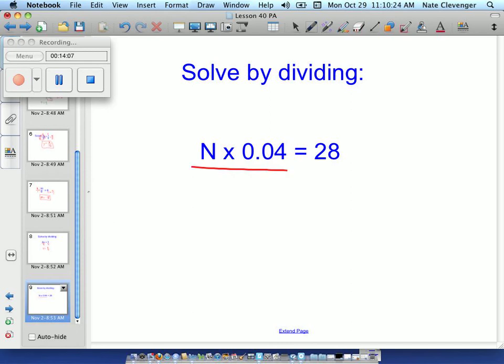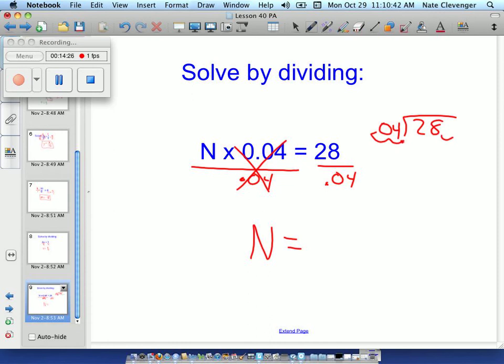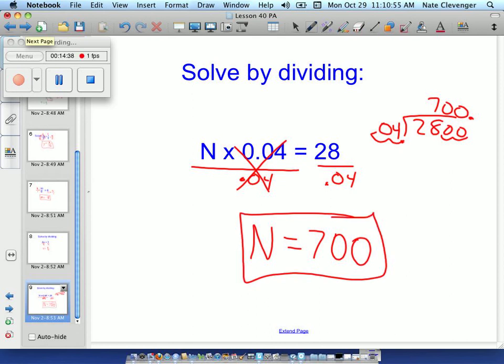0.04. So divide by 0.04 on this side. Divide by 0.04 on this side. That leaves you with 1n equals, and then we have to divide 28 by 0.04. Move your decimal over 2 places, 4 goes into 28 7 times, and then you have a 0 and a 0, 700. Could you check that? Sure. Plug it back in and see if it works. Take 700 times 0.04 and see if it gives you 28.